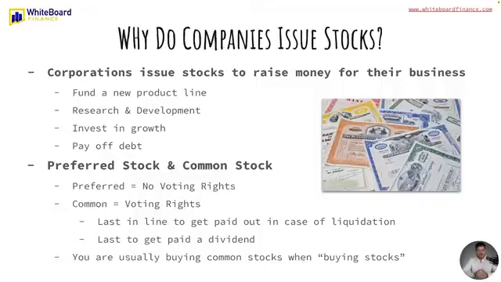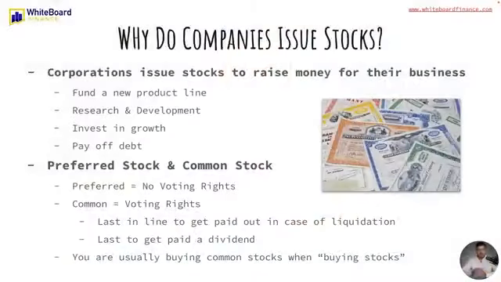If you remember the example of the East India Trading Company that we talked about earlier in the video, you know that they issued pieces of themselves in order to raise money for certain things. Well, in modern day companies, typically people issue stocks to fund a new product line, for R&D, research and development, for investment and growth. This is what a lot of tech companies have been doing over the past 5 or 6 years or so. And also to potentially pay off debt.